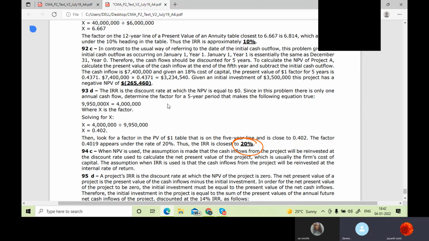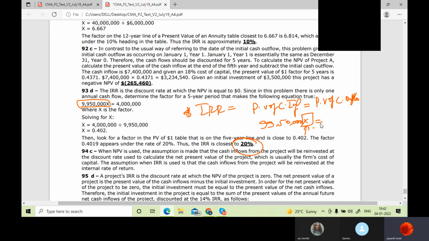See what they have done. IRR is nothing but that rate at which your PV of cash inflows should be equal to PV of cash outflows. So PV of cash inflow I can get by just taking 99,50,000 and multiplying with the discounting factor. That discounting factor I'm keeping reserved, assuming it as X. That should be equal to your 40 lakhs, correct? Are you understanding this?